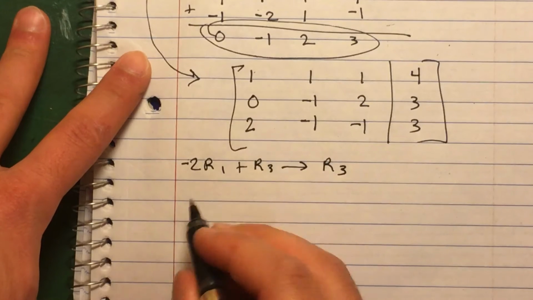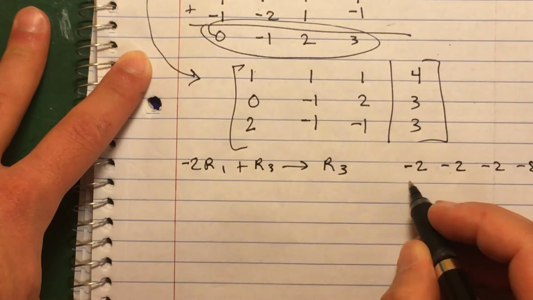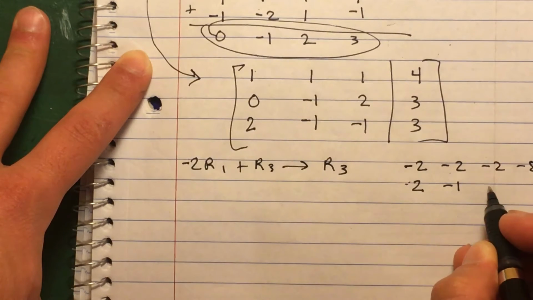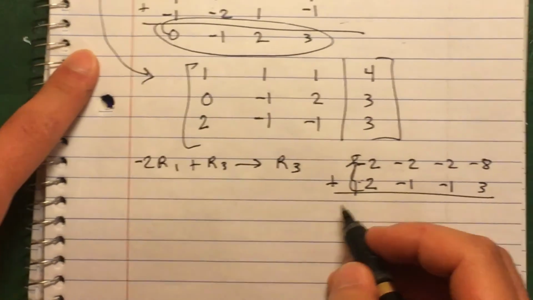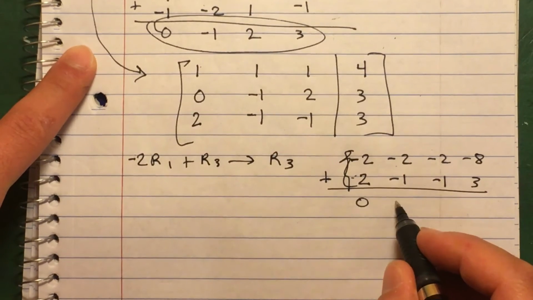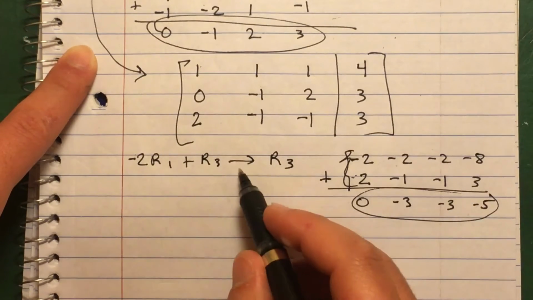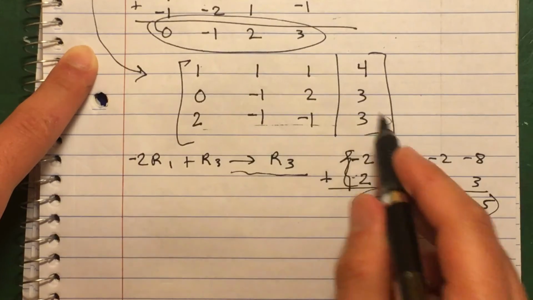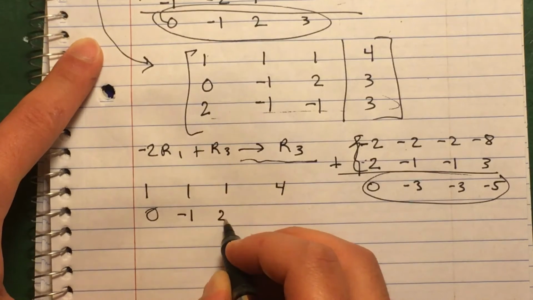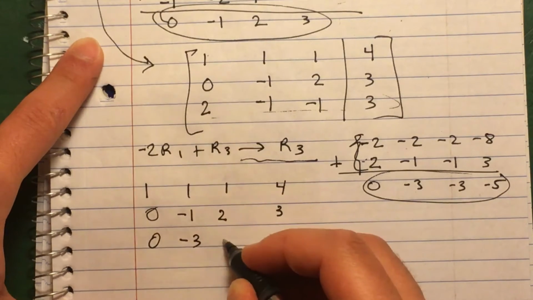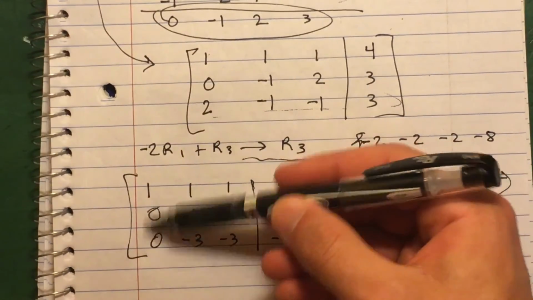So negative 2 R1 would be negative 2, negative 2, negative 2, and negative 8. And then R3, I have 2, negative 1, and 3. And now I'm going to add these two. And I get 0, negative 3, and negative 5. And this, as I said, I'm going to place in where R3 is, and rewrite the entire thing. All right, so we're done with rewriting this matrix having all zeros under the first leading entry.